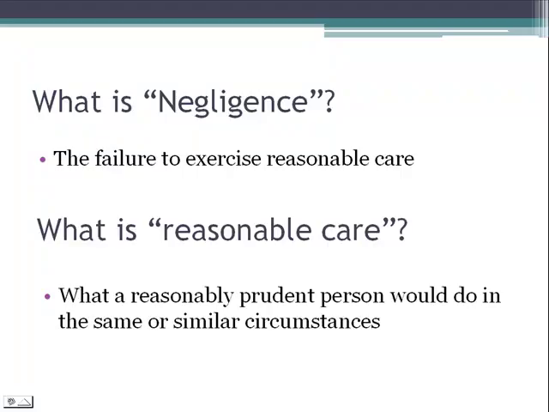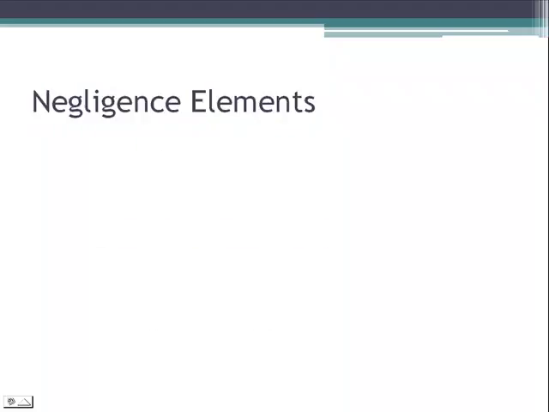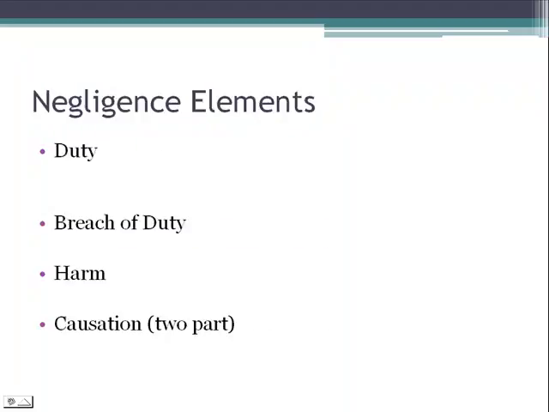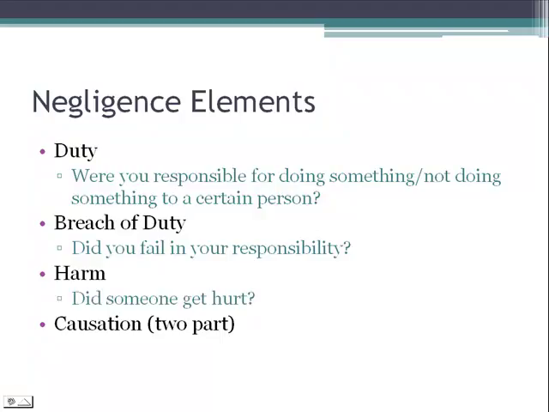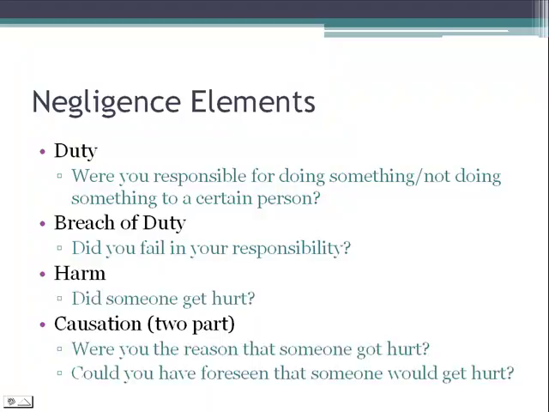There are different elements, different parts of what negligence is. There's 4 of them. There's duty, breach of duty, harm, and causation. You have to have all 4 of these elements or else you're not negligent. So under duty, were you responsible for doing something or not doing something to a certain person or being? Did you fail in your responsibility? Was somebody hurt? And were you the reason that somebody got hurt? And could you have foreseen that somebody would get hurt?